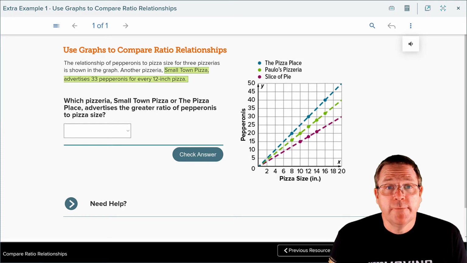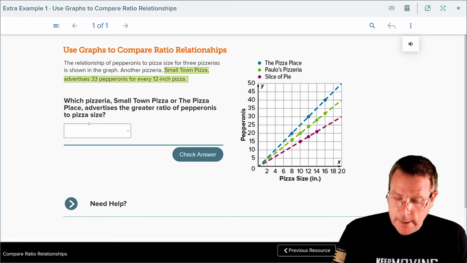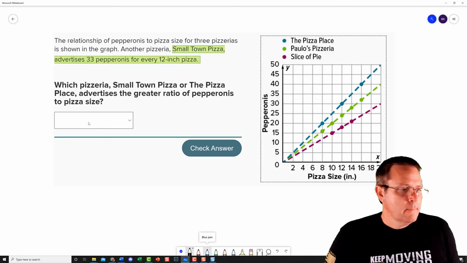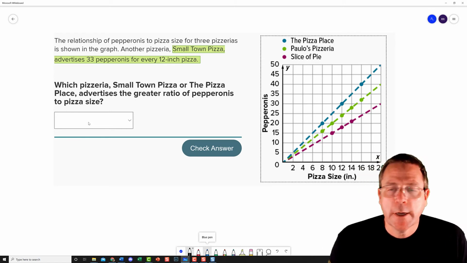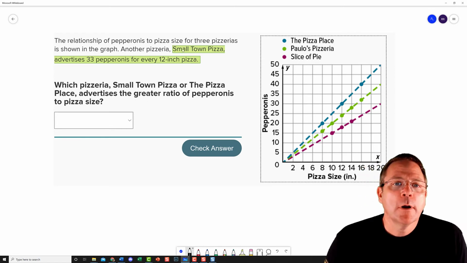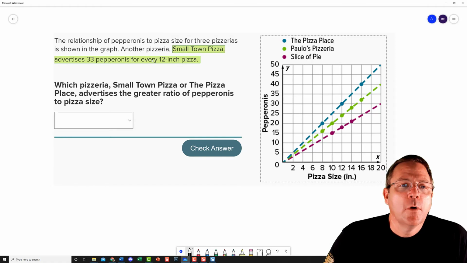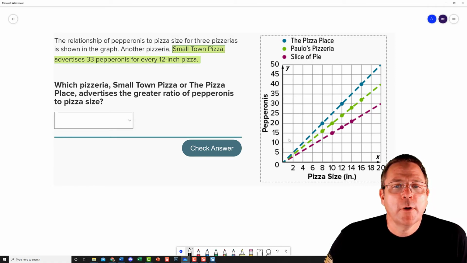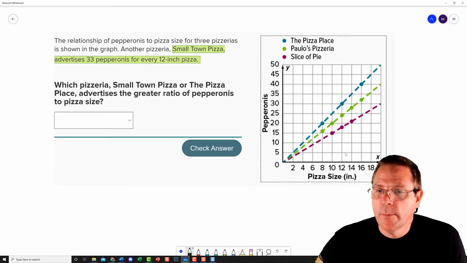So what did you find out? Well, once again, I'm going to take a screenshot here. And with my screenshot, I can now write on it. We're going to look at the Small Town Pizza. It said that it has 33 pepperonis for every 12-inch pizza. So I'm going to start on my 12-inch pizza size, and I'm going to go up. Well, that's 30. So right here, 33. That's going to be about that point right in here somewhere.